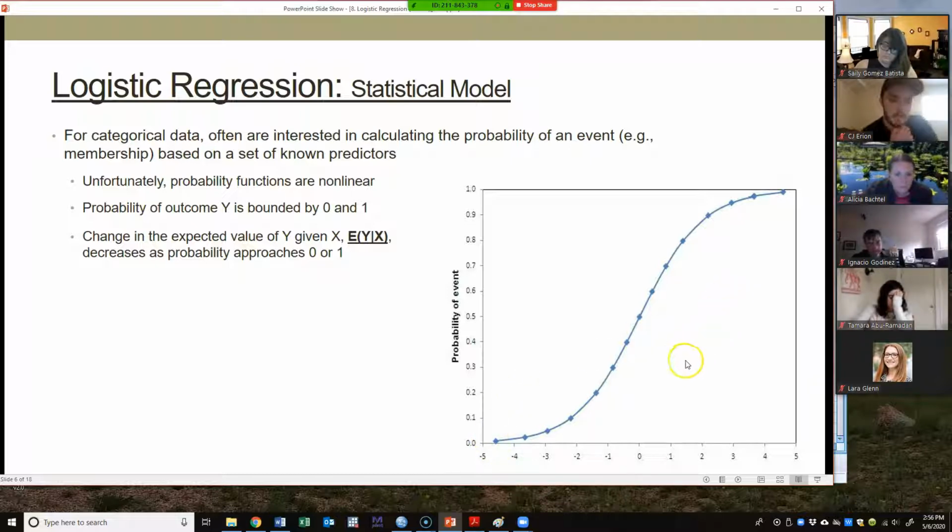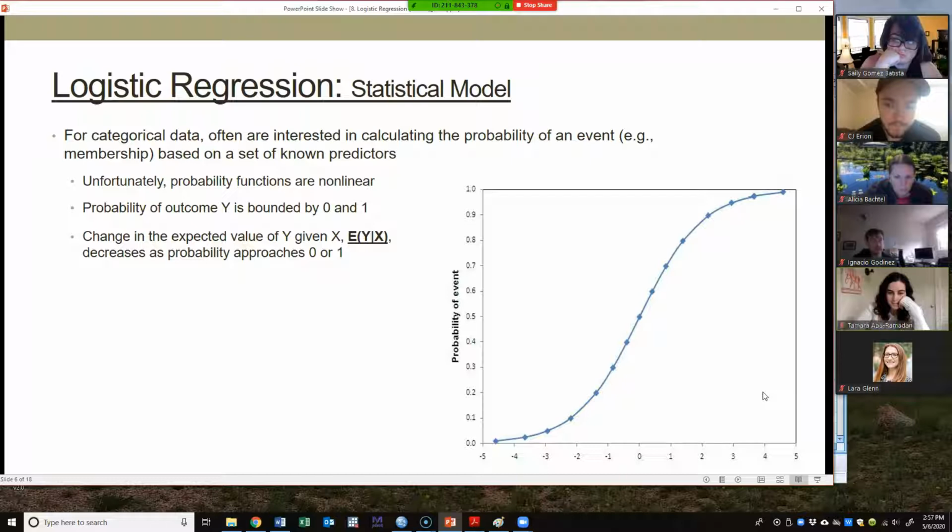As a consequence of this curvilinear function, the change in our expected value of y, our probability, given a unit change in x, starts to decrease as we get closer and closer to the bounds of our scale. So Tamara, if we're looking at this probability graph, does a 1 unit change in x have more or less of an impact on increasing probability in the center or at the ends?